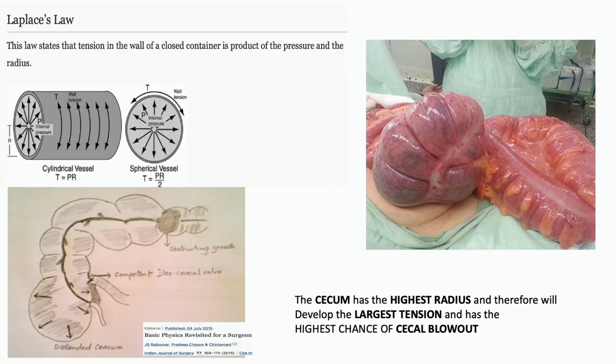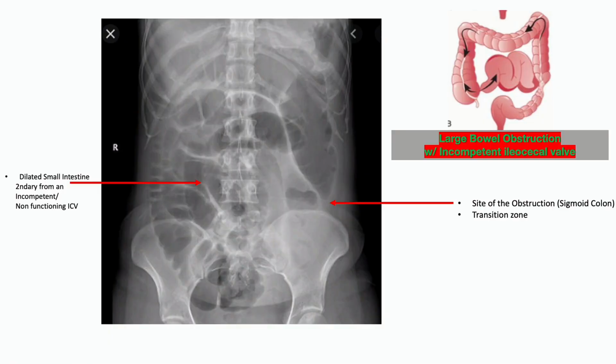Occurrence of cecal perforation or cecal blowout may actually be made faster by a competent or a functioning ileocecal valve. This is explained by the law of Laplace, where the cecum having the largest diameter experiences the largest pressure compressing the bowel wall. This X-ray demonstrates an obstructing sigmoid cancer with an incompetent or a non-functioning ileocecal valve, as small intestinal dilatation is evident.